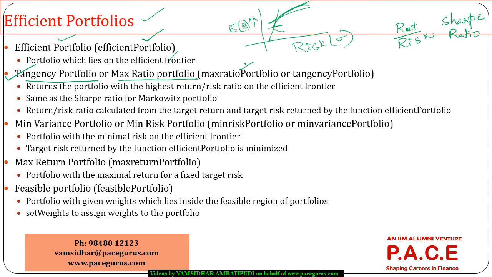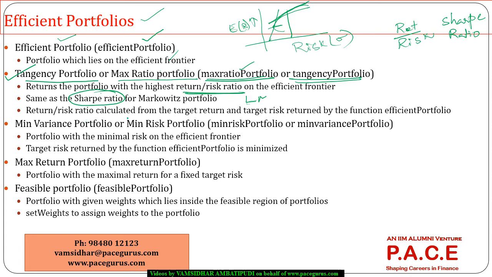I can either go with the max ratio portfolio, that's the name of the function I can use, or I can use tangency portfolio. It returns the portfolio with the highest return to risk ratio on the efficient frontier. Generally we call it the Sharpe ratio in case of the Markowitz portfolio, but this could be different from the Sharpe ratio when we are using the other kinds of portfolios.